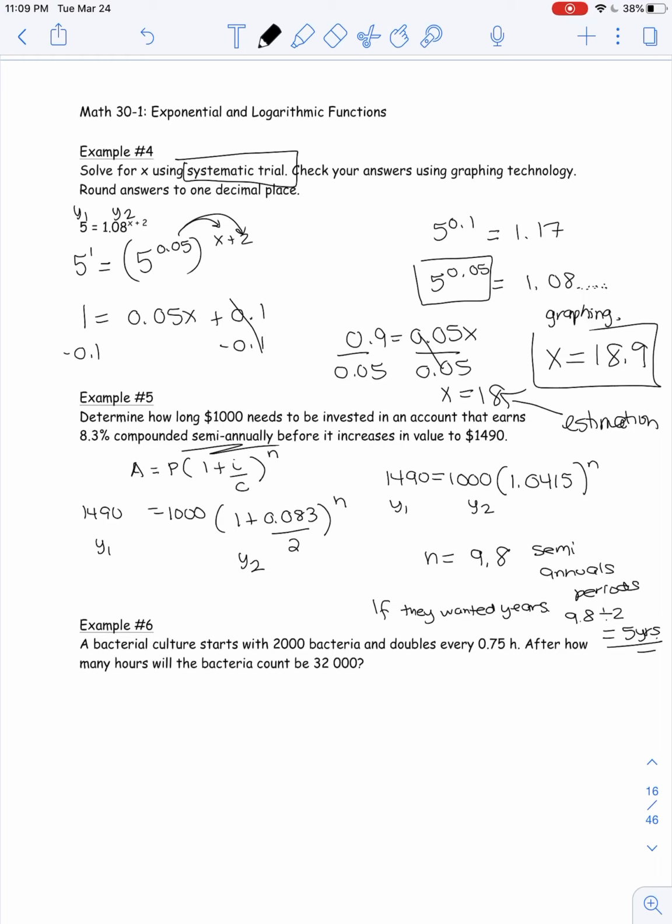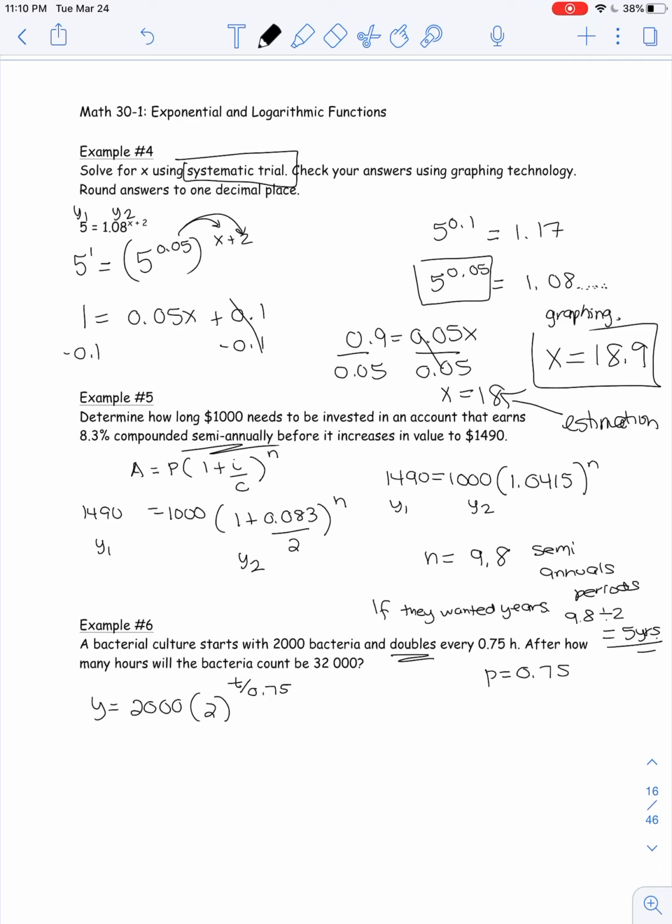Example number 6, though, what you want to do is take y equals 2,000. So that's what you start at, the initial growth. And this one's saying that you're going to double. So that is your C value, or your base: 2, it's going to multiply by 2 to get to your next value. Now, it says it doubles every 0.75 hours, and that's going to be your p-value. So your p-value is 0.75, and then it's t over p, so t over 0.75. So this is your expression that represents the bacteria growth.